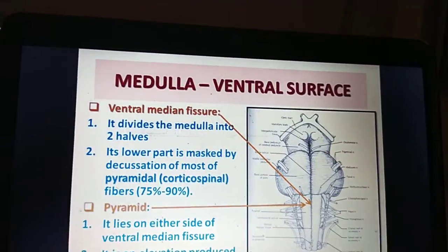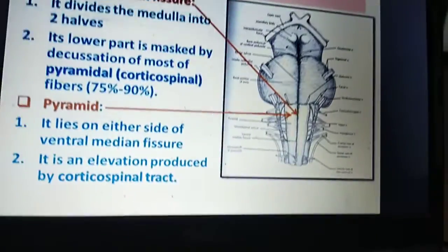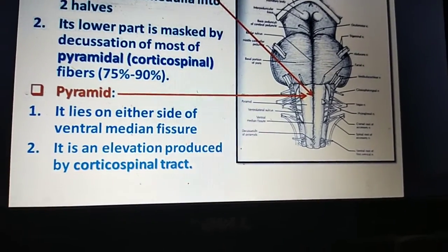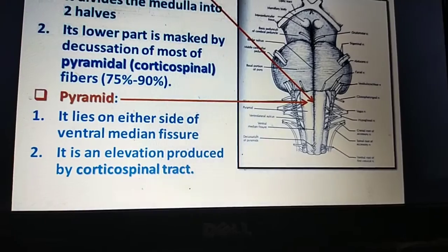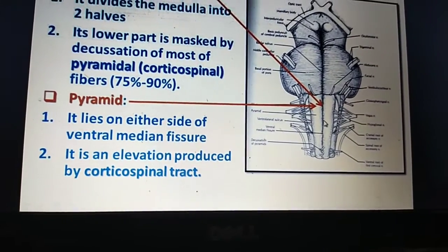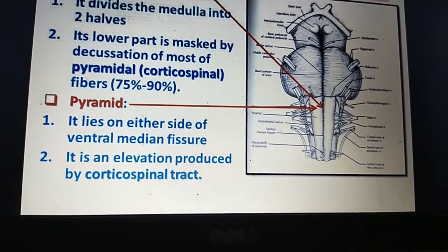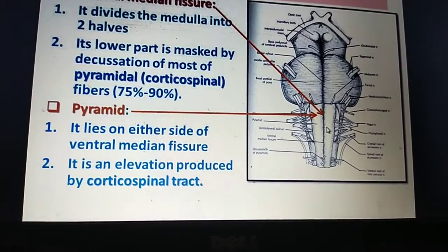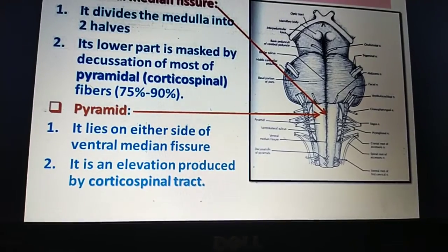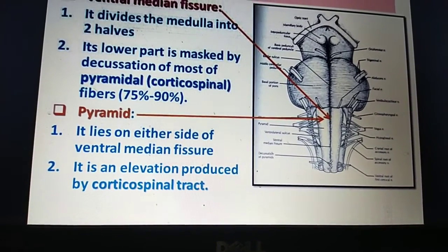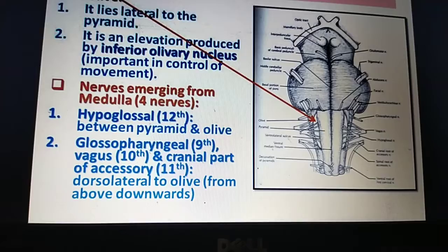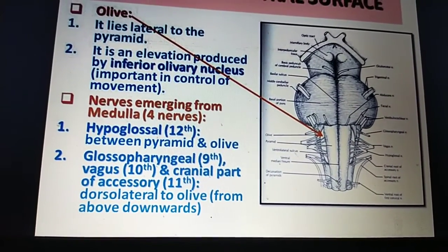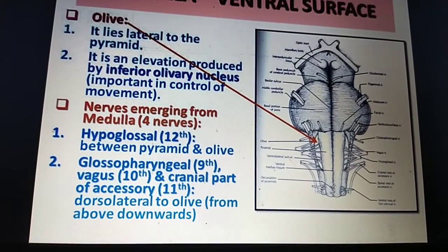You can see the medulla ventral surface. I already said the ventral median fissure divides the medulla into two halves. Its lower part is masked because of the decussation of most of the pyramidal corticospinal fibers. The pyramids lie on either side of the ventral median fissure. It is an elevation produced by the corticospinal tract. The olive lies lateral to the pyramids. It is an elevation produced by the inferior olivary nuclei.